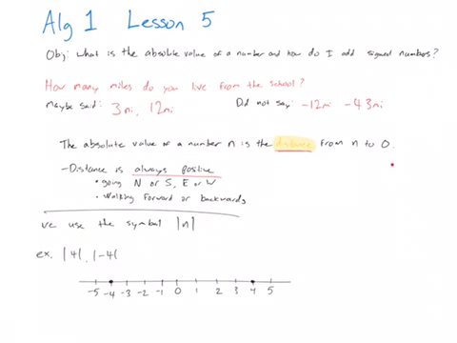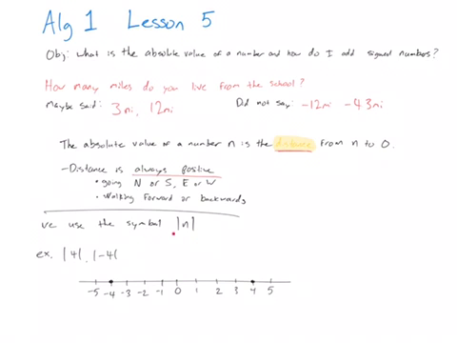This is a definition from your book. It says the absolute value of a number n is the distance, notice I've highlighted it and underlined it in red, from n to 0. Always think about distance. Distance is always positive. Doesn't matter if you're traveling north or south, you're still going a distance. Doesn't matter if you're going east or west, you're still going a distance. If you walked a mile forward, or a mile backwards, you'd still say you went a mile. So distance is always positive.